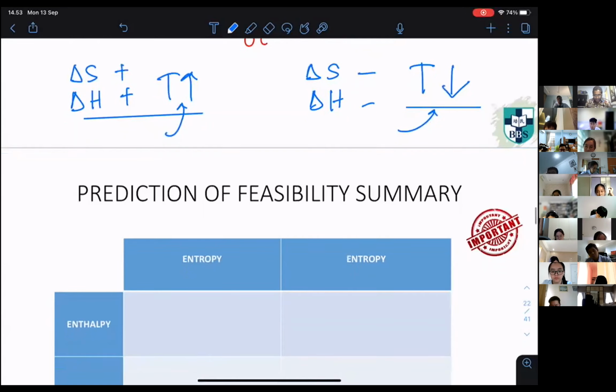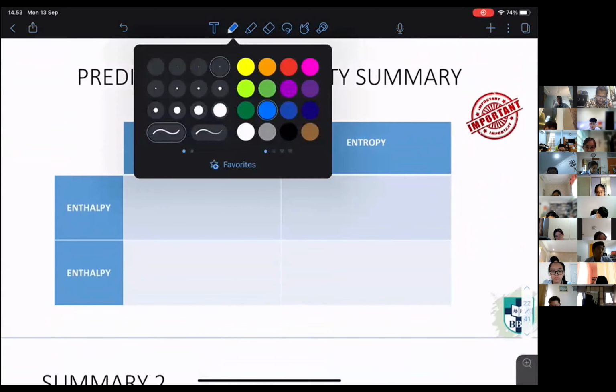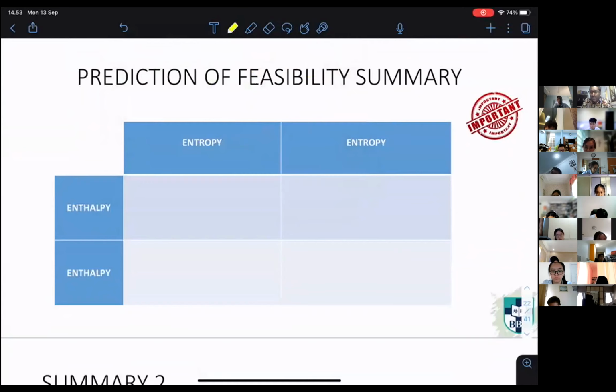So if I represent this in the form of quadrants, I went through this with you guys. If you have this one positive, negative, let's say positive and negative.